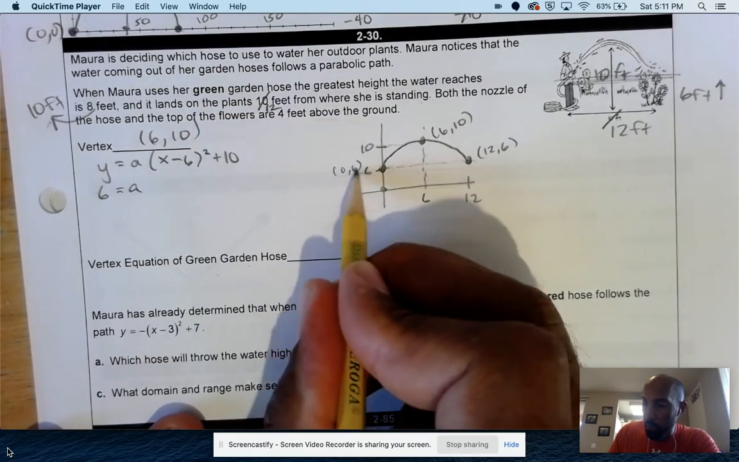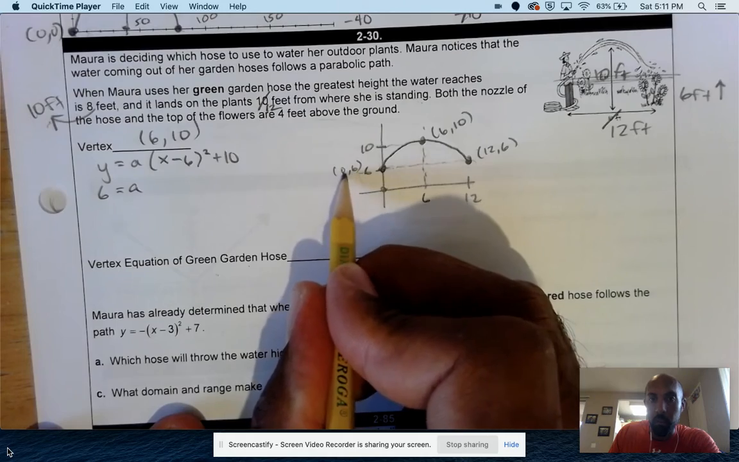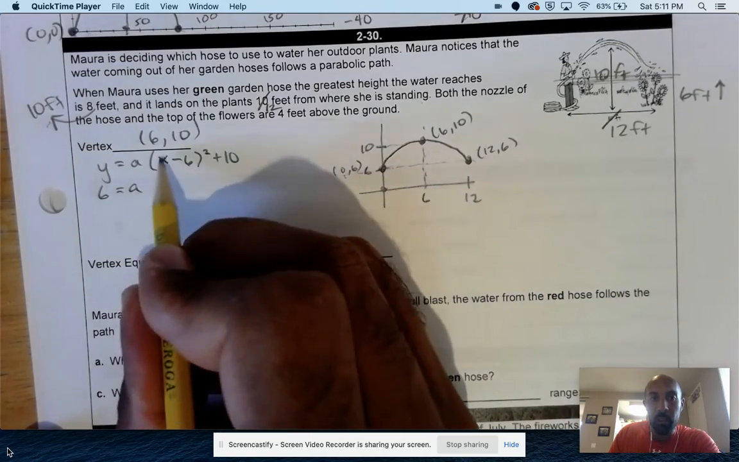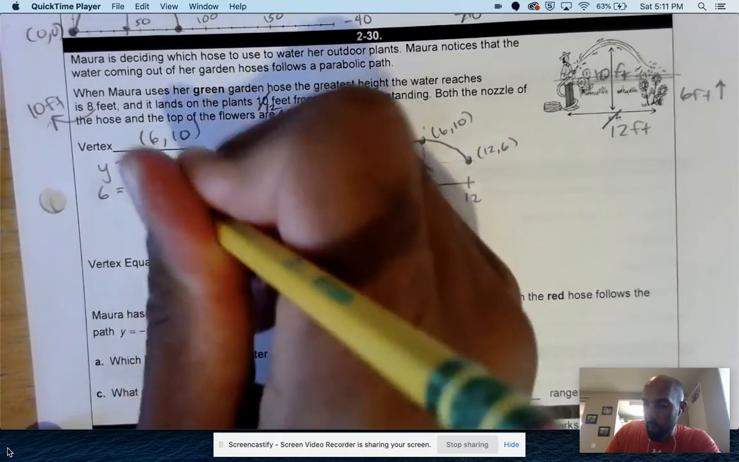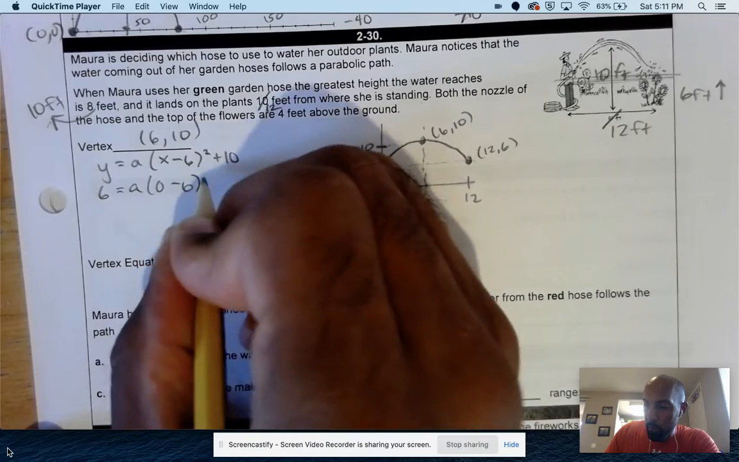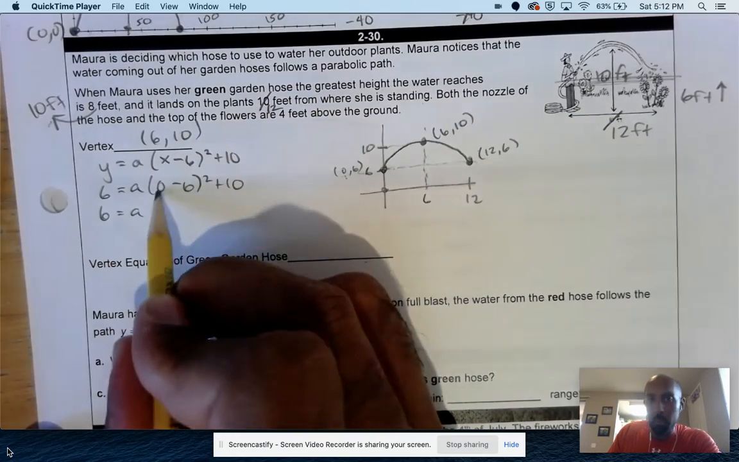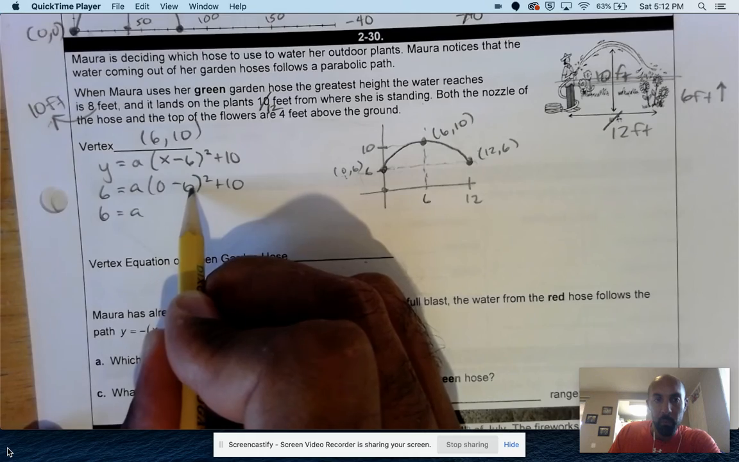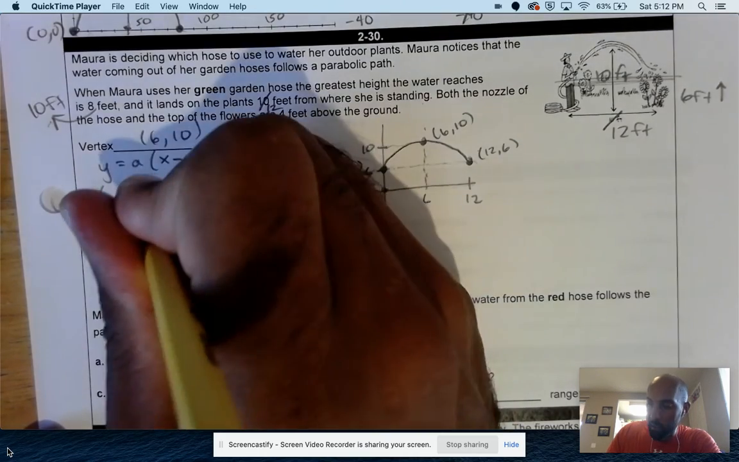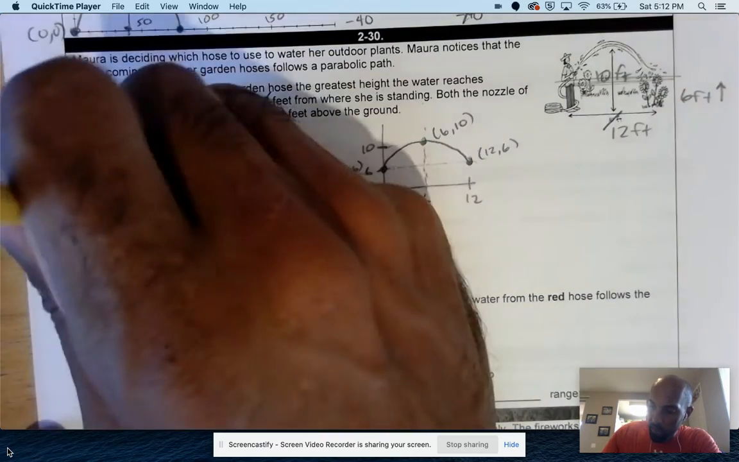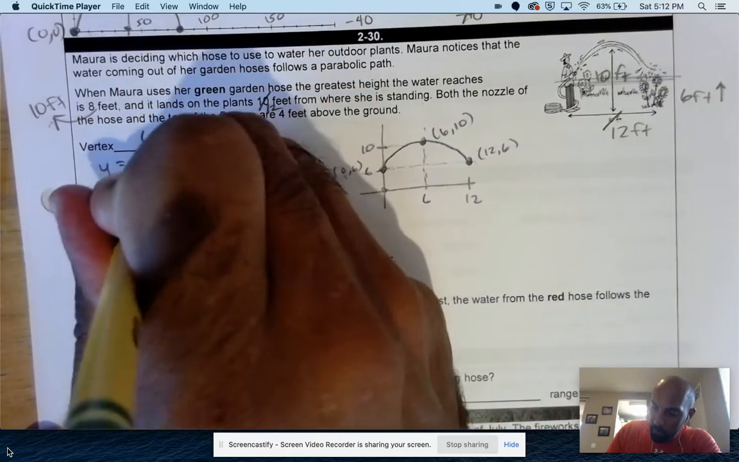And make sure you plug in the right values. Okay, so make sure you're paying attention. If that first one is x, that should go here for x, so 0 there. And then minus 6 plus 10. Now 0 minus 6 is negative 6. But if I square negative 6, that's 36. So it's actually 36a, like this.